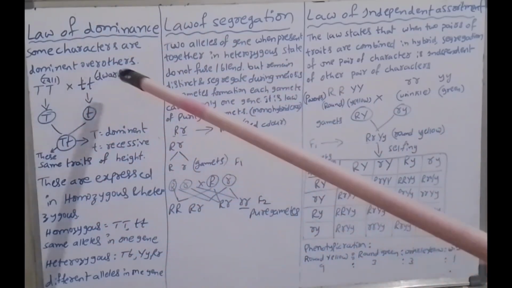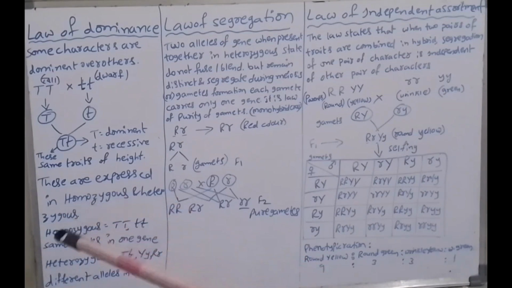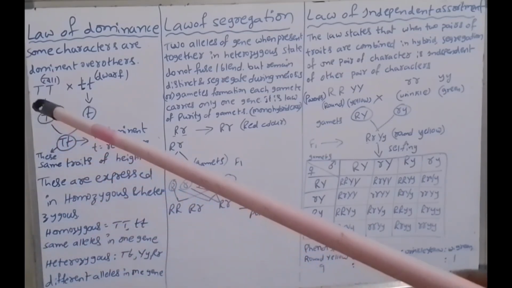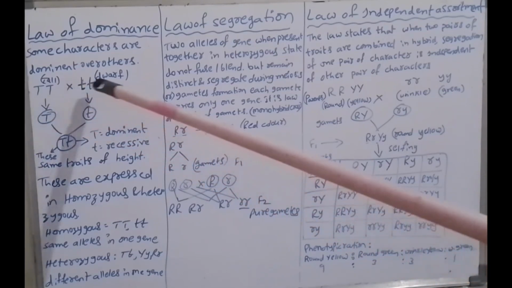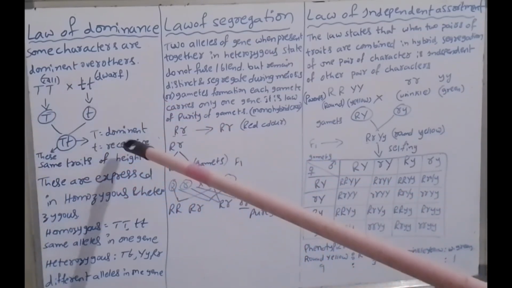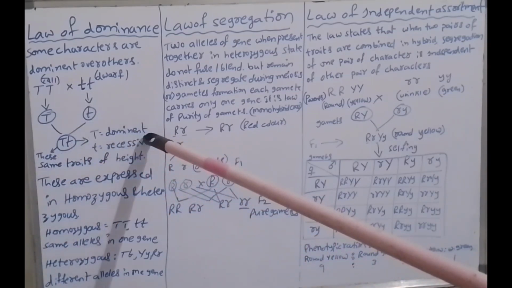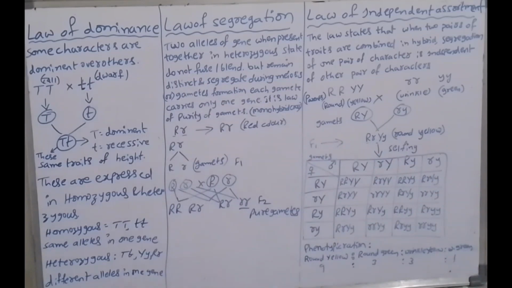This dominant trait is expressed in homozygous or heterozygous. See here, when homozygous plants are crossed, a heterozygous plant is produced. In this heterozygous plant, capital T is the dominant trait. This is the law of dominance. Next one, the law of segregation.